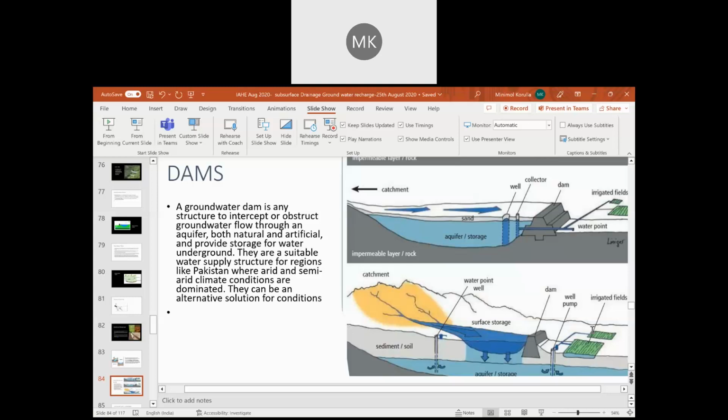Okay. So now let us move to the last 45 minutes. We have to go for the groundwater recharge. Okay. So is groundwater recharging important?